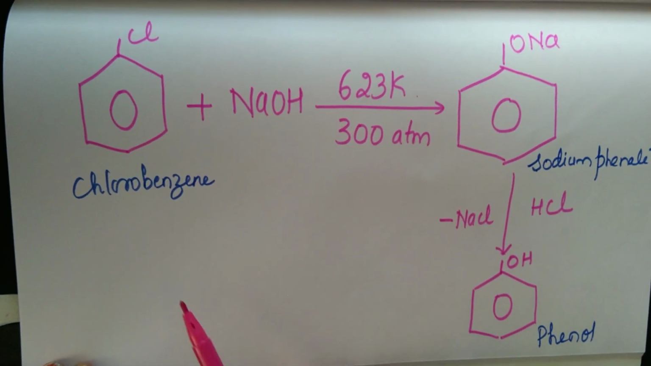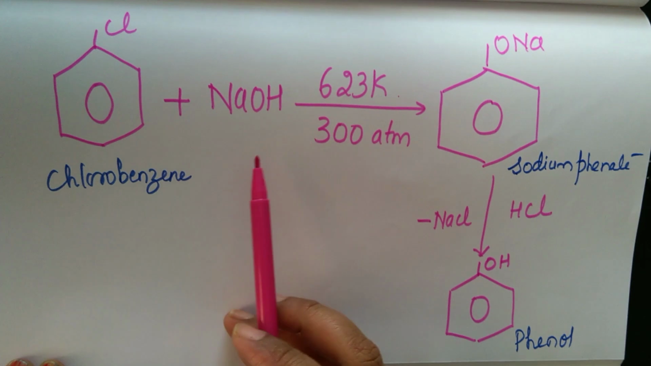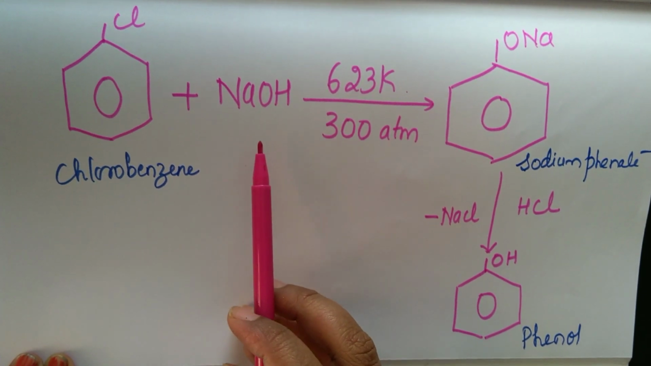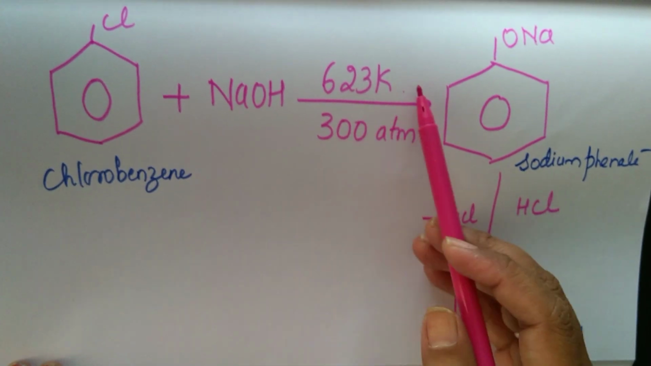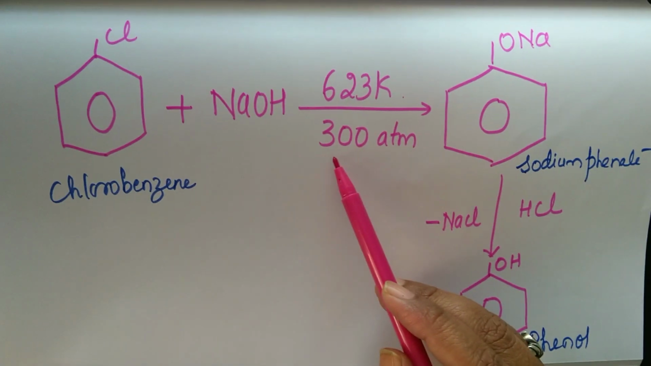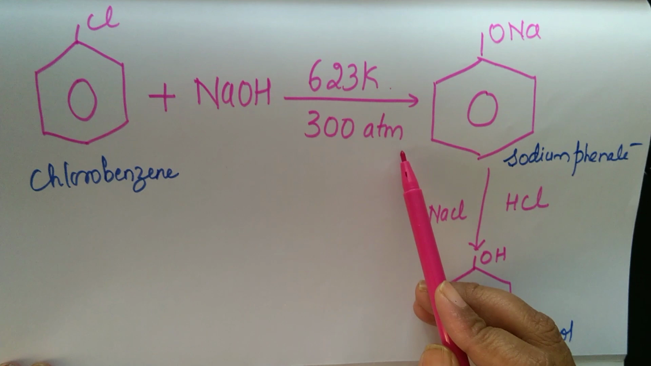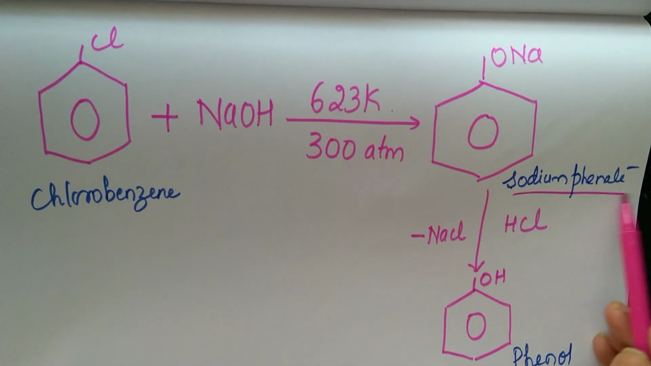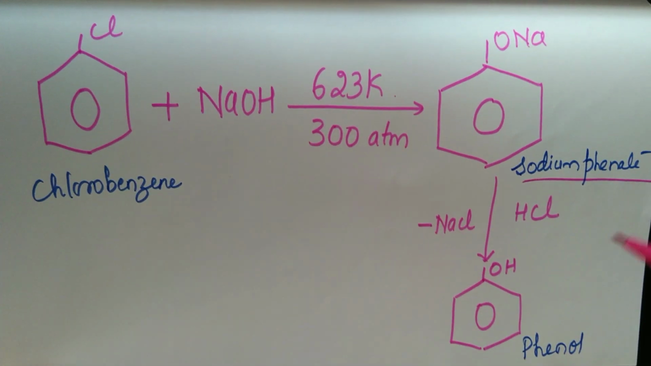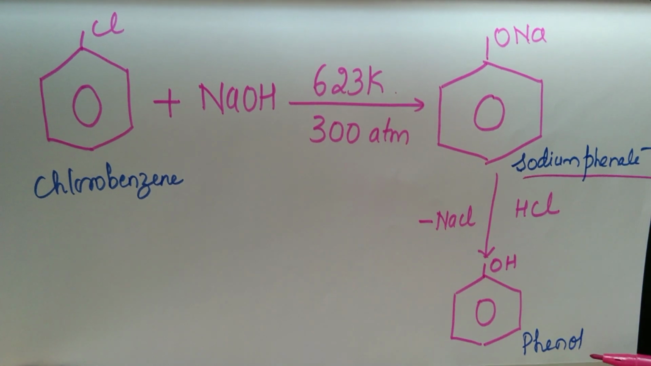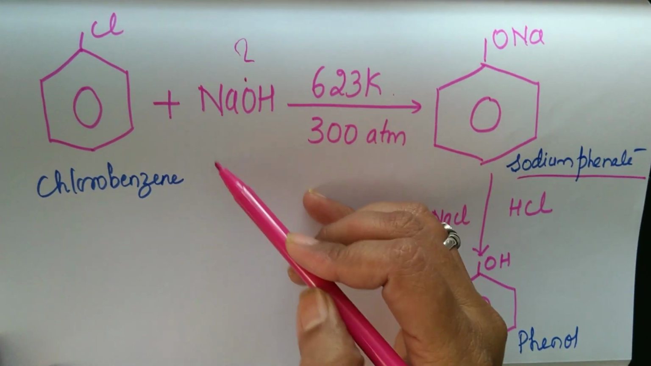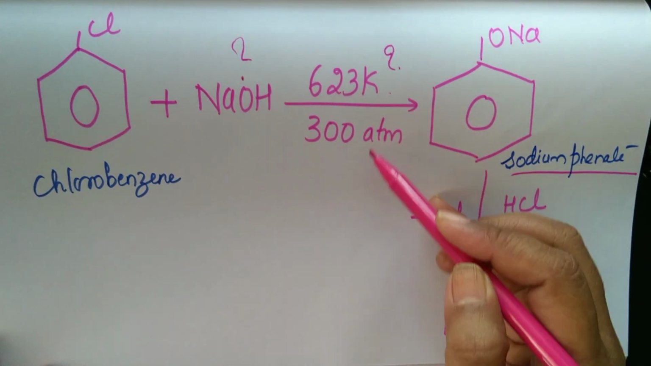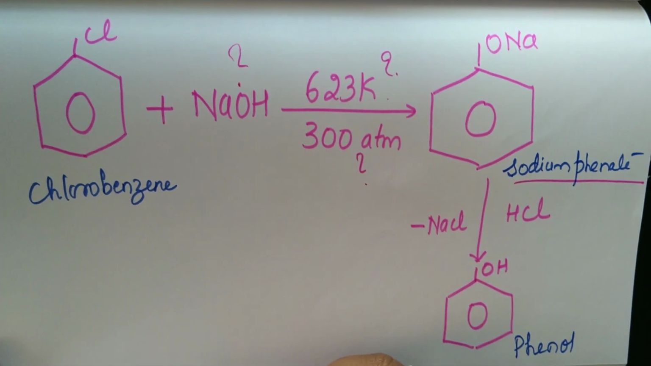From chlorobenzene. Chlorobenzene reacts with sodium hydroxide, a strong base, at a very high temperature of 623 Kelvin and a high pressure of 300 atmospheres to form sodium phenate, which on acidification gives phenol. Now we need to think why I have to use strong base, high temperature and high pressure.